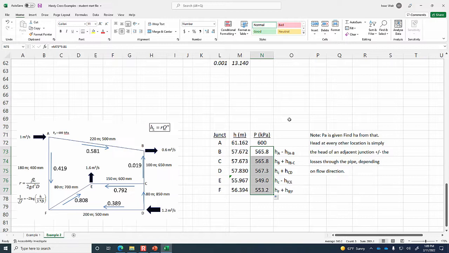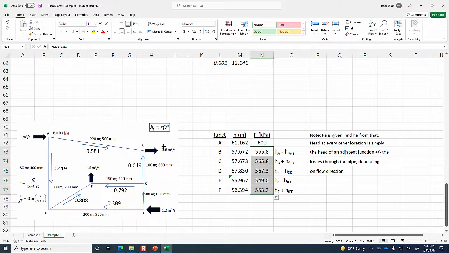Your homework assignment takes it to the next level, because I tell you the elevation at these junctions. In the example that we've just worked on right now, we assumed that all of these were at the same height. So in other words, on this example we just worked, we assumed that head is pressure divided by gamma, if all Z is the same.